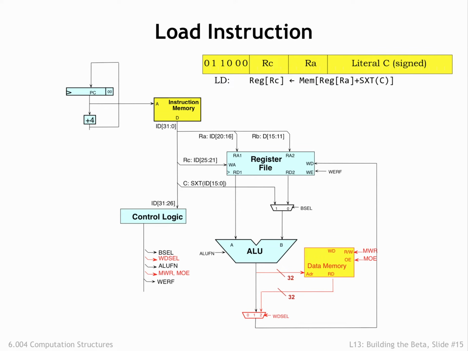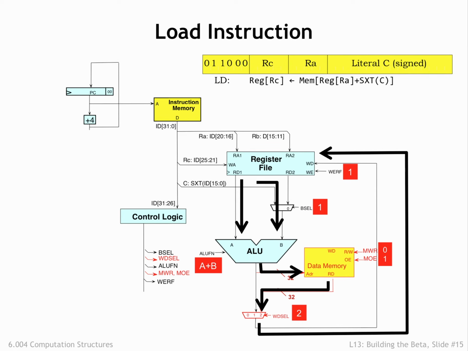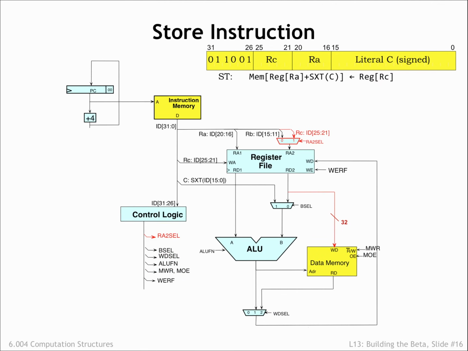Let's follow the flow of data when executing the load instruction. The ALU operands are chosen just as they are for the addc instruction, and the ALU is requested to perform an add operation. The ALU result is connected to the address port of main memory, whose control signals are set for a read operation. The WD cell control signal is set to 2 to route the returning data to the register file.